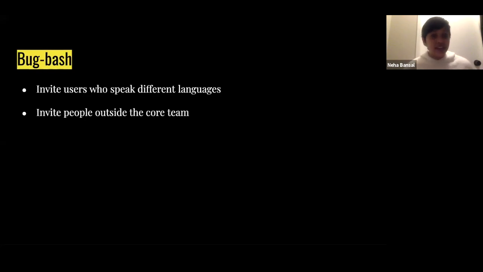And the second thing is inviting people outside the core team. Even as developers and PMs, herd mentality is real. So if you do a bug bash with the same team that has been thinking about this feature for months, it's going to be very hard to really identify issues. So therefore, it is important that you identify random people who probably have no relationship with this feature as part of your bug bash, because they will bring in some fresh perspective.